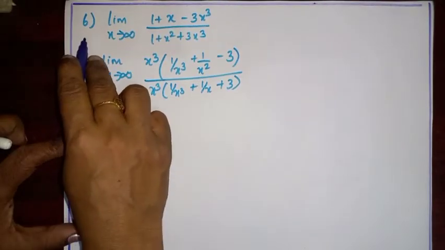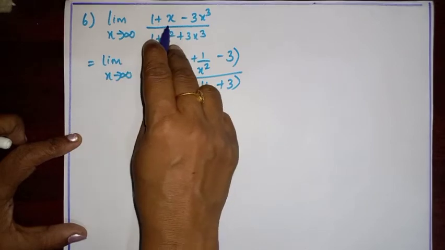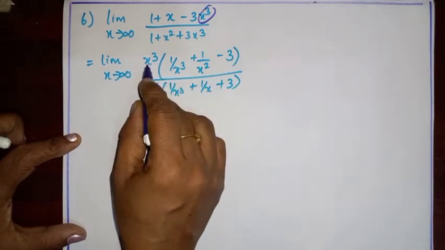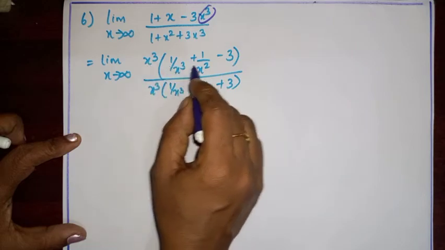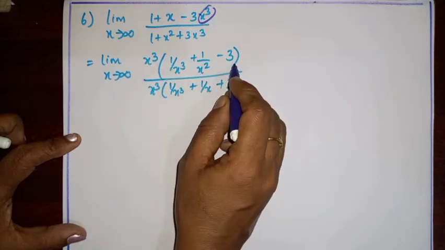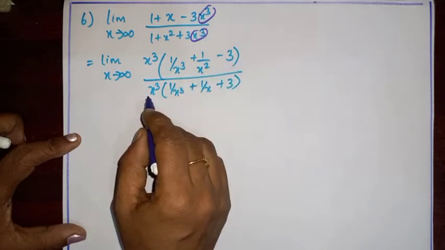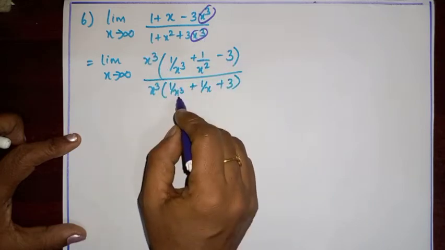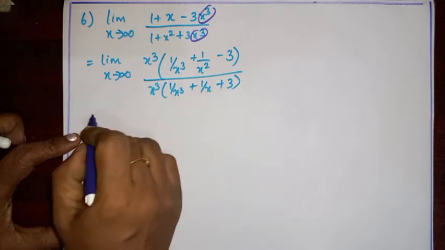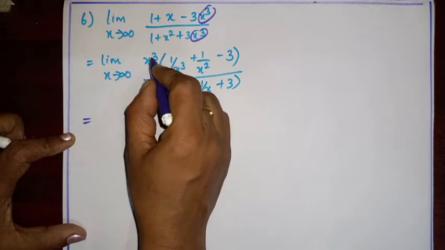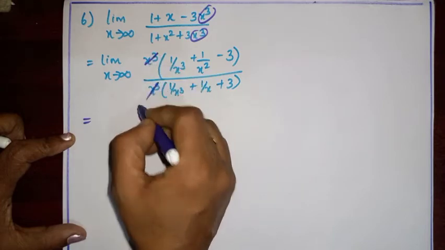Sum number 6. Limit x tends to infinity, 1 plus x minus 3x cube. The highest power is x cube. Take x cube commonly out. Then we have 1 by x cube plus 1 by x square minus 3 inside the bracket. The denominator also, x cube is the highest degree. So take it out. x cube into 1 by x cube plus 1 by x plus 3. Now before substituting limit as infinity, I will be cancelling x cube and x cube.